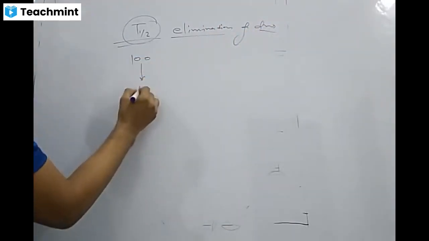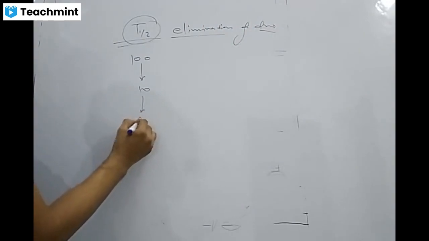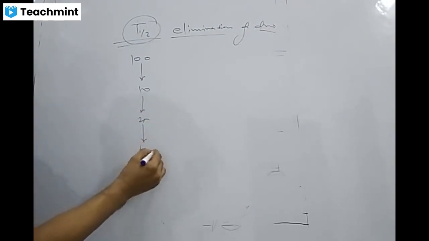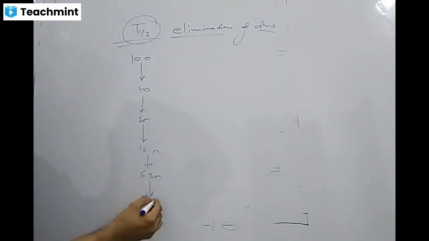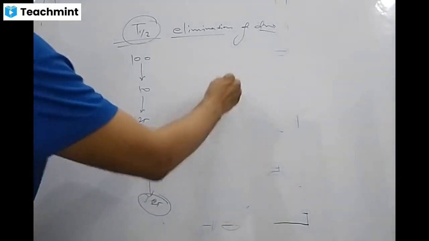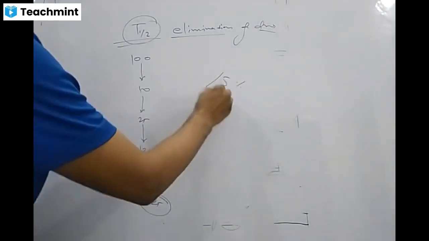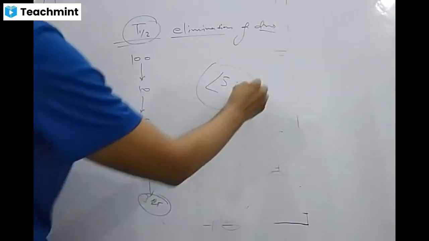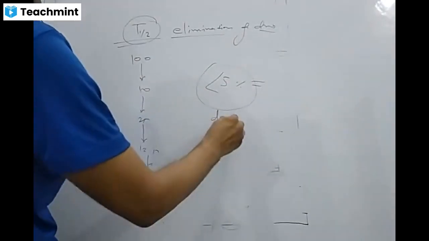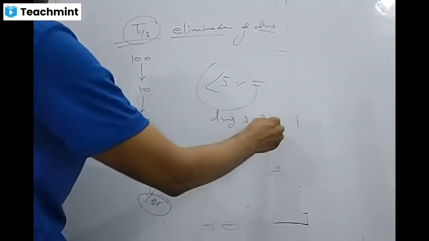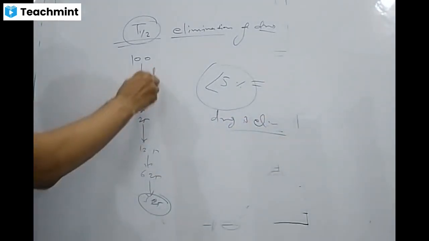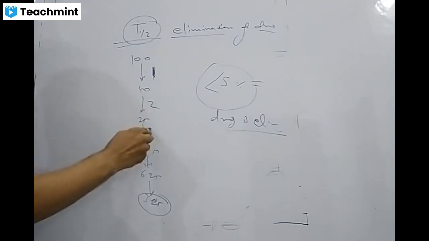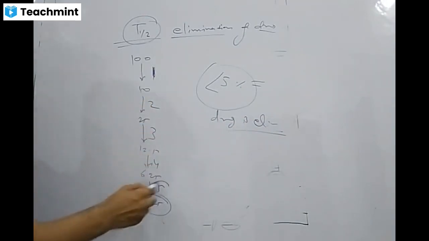Suppose 100, then 50, then 25, 12.5, 6.25, 3.125. They say when the drug is less than 5%, we assume that the drug is eliminated from our body. So how many half-lives are required to eliminate a drug? 1, 2, 3, 4, 5.